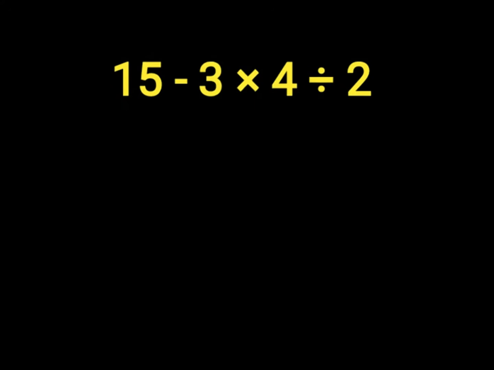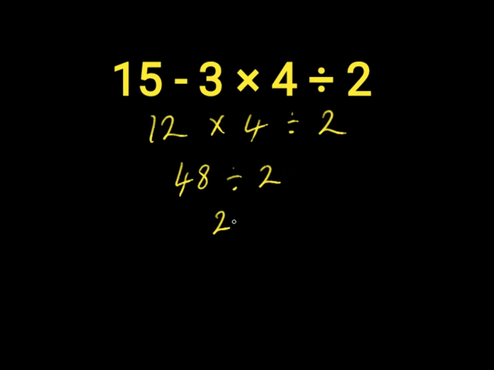15 minus 3 times 4 divided by 2. 15 minus 3 will give us 12. We have 12 times 4 divided by 2. 12 times 4 is 48. 48 divided by 2 is 24.